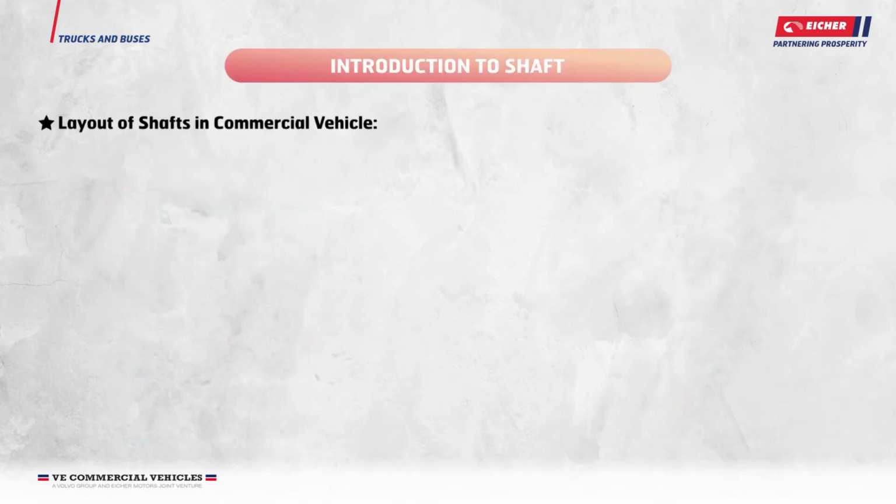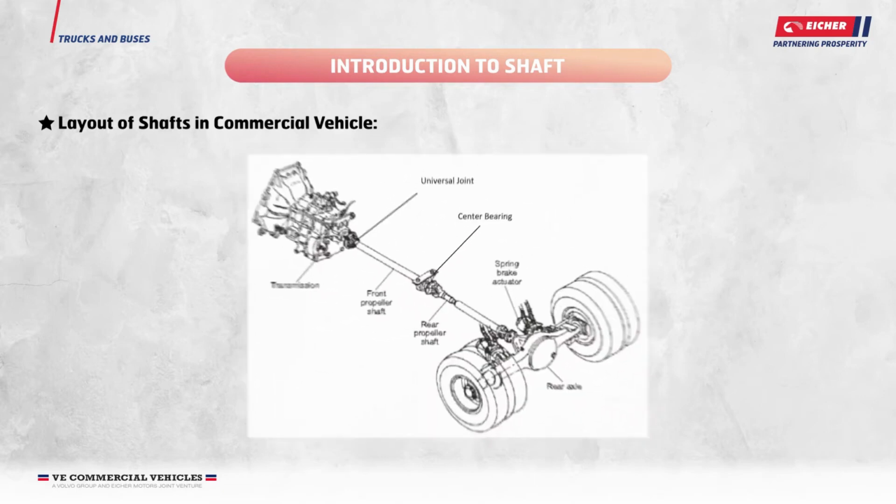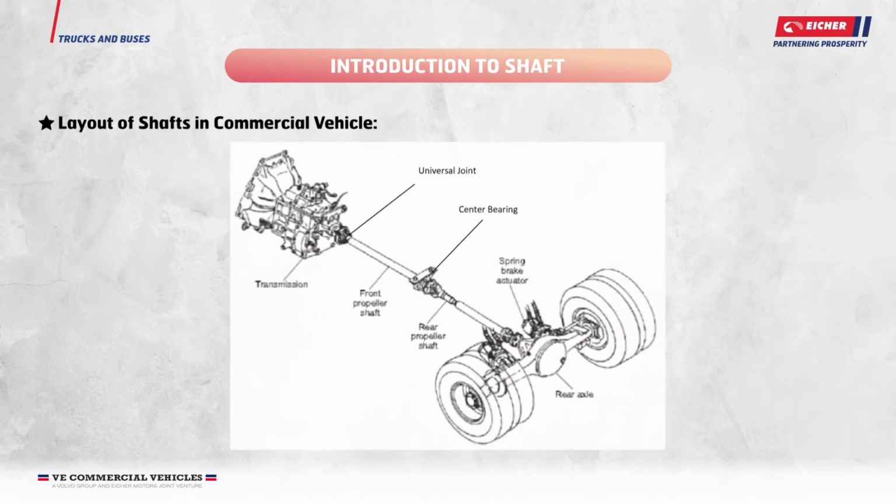Layout of shaft in commercial vehicles. In the commercial vehicle segment, mostly a rear-wheel drive system is used, which uses the propeller shaft to transmit the power to drive wheels.